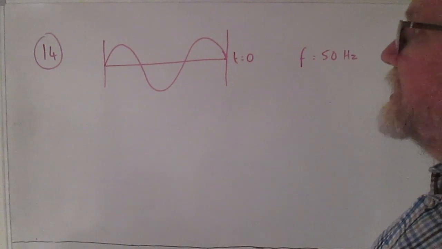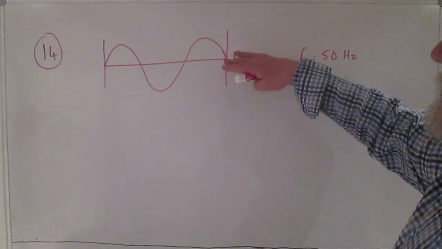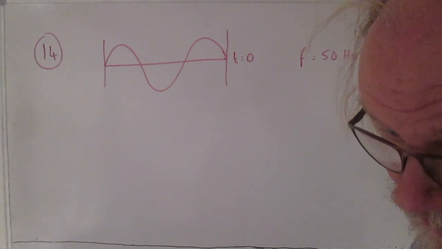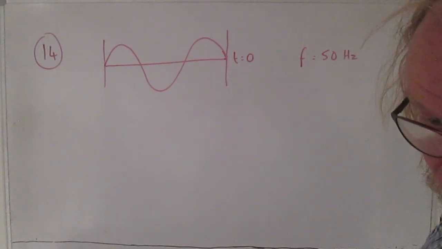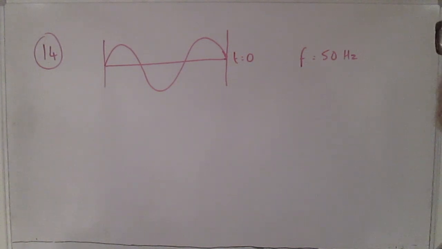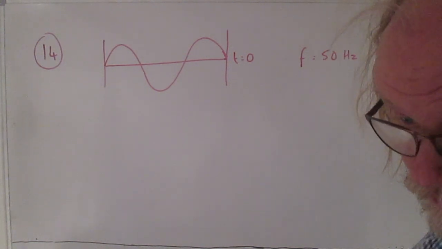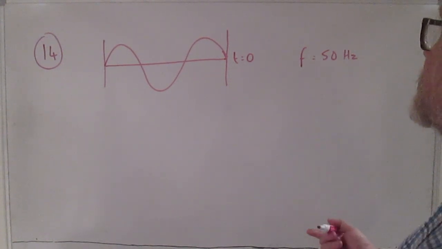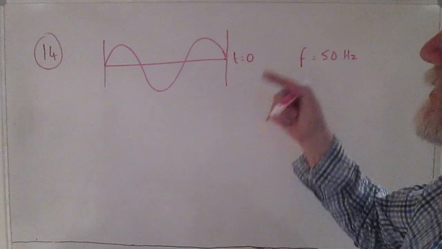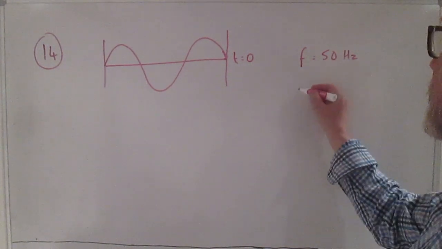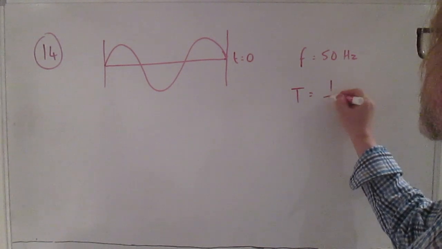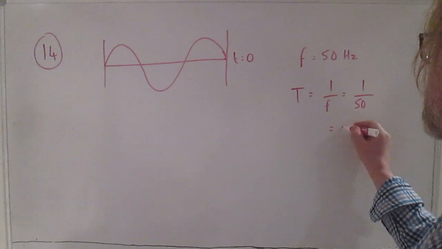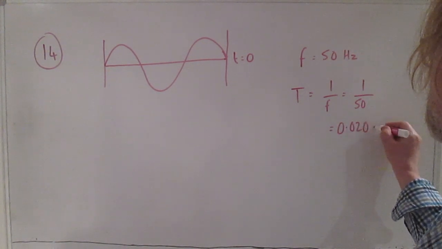So in question 14 we have a stationary wave, and it says, right, this is what it's looking like at time 0, and we've got to figure out what will have happened after 0.01 seconds, and it gives us this value for the frequency. So the first thing is we have to turn that into the period, the time taken for one complete oscillation. So T is just 1 over the frequency, which is 1 over 50, which is 0.02 seconds.